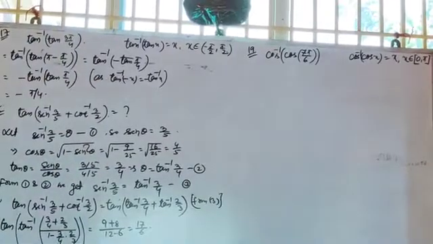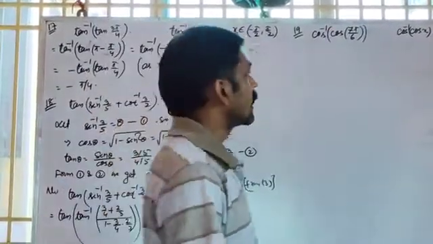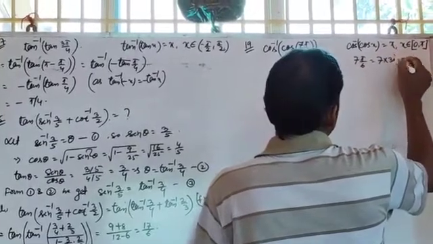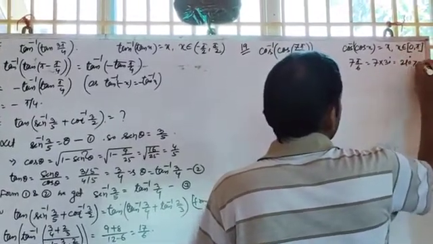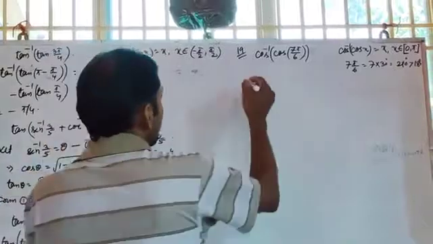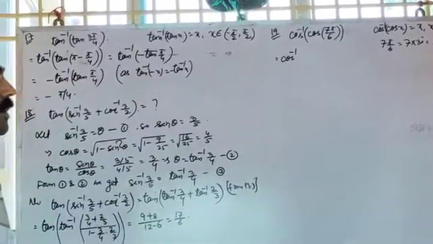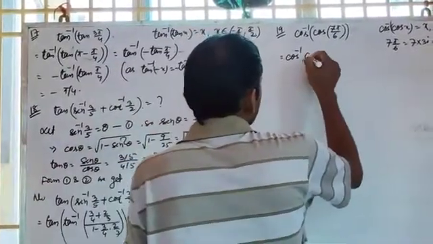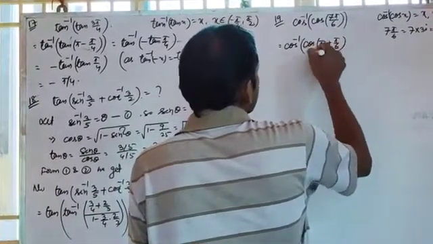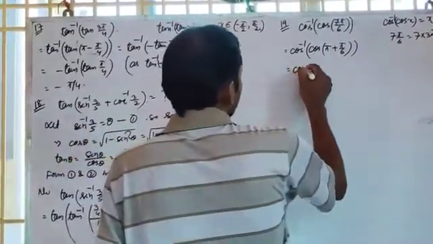The angle must be within 0 to 180. But here it is 7 pi by 6. 7 pi by 6 means how much? 7 into 30 degrees means 210 degrees, which is greater than 180. So we have to split it. So you can write it as cos inverse. Now 7 pi by 6, you can write it as cos of pi plus pi by 6.